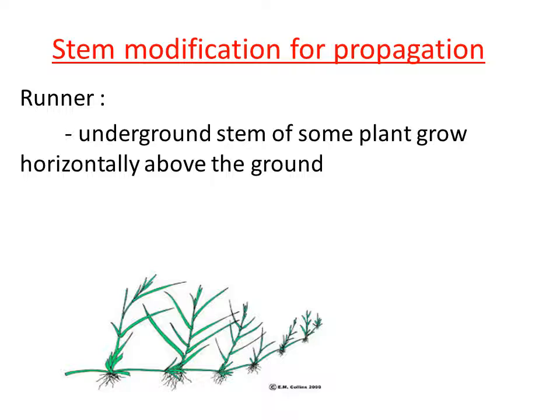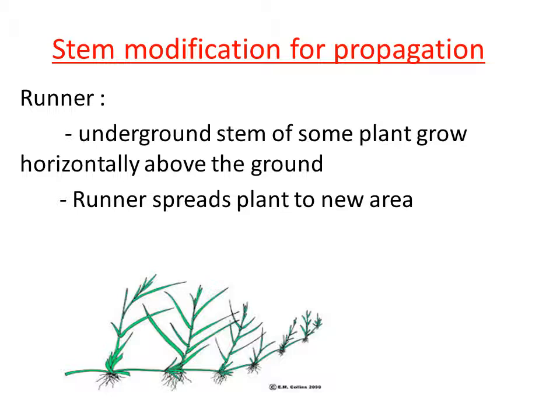This will continue along the surface of the runner. Wherever the node is present in the runner, at that certain point it leads to the formation of new plants. So this kind of modified stem helps the plant spread towards new areas. You might have seen in the grass plant that a runner is present. That means the modified stem helps the plant to spread towards new areas, right? So this is one kind of stem modification that can be seen in grass as well as strawberry plant, right?